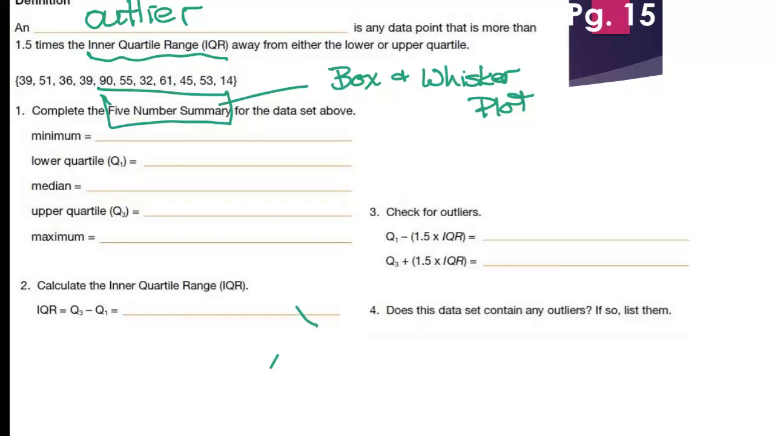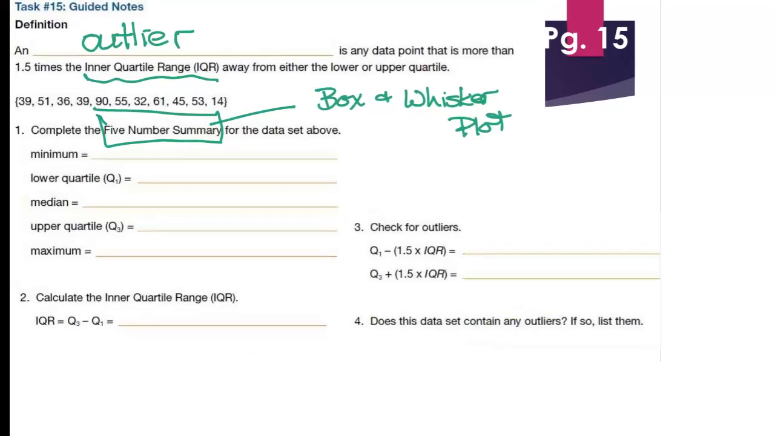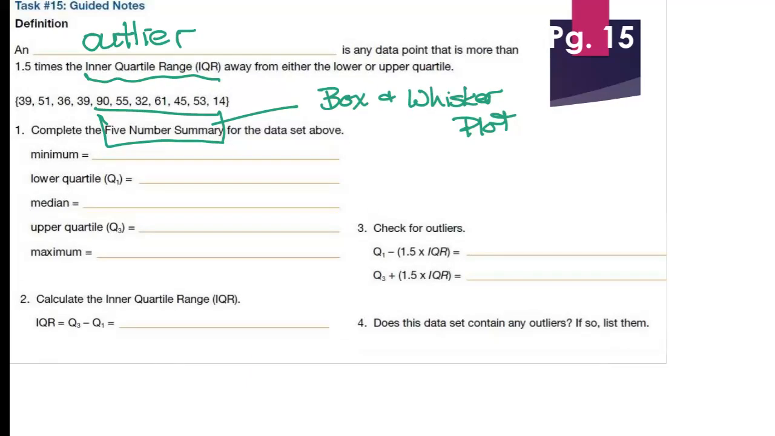But let's start with what I think are going to be the easier things. The minimum. What is a minimum? What does that mean? The lowest. And as you look at this set of data, what is the lowest amount? 14. Okay, 14 is the lowest. All right, let's go to the other one that I think you will not have too many problems with, and that is the maximum. The maximum means the highest. And what is the highest score you see there? 90.